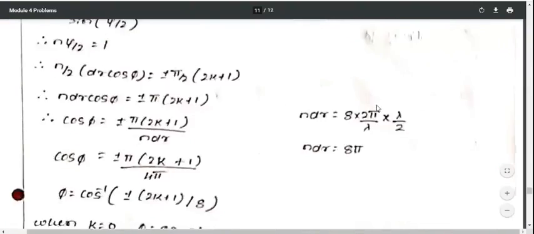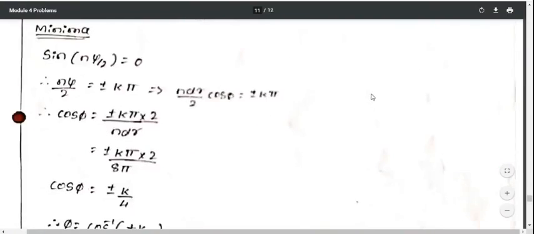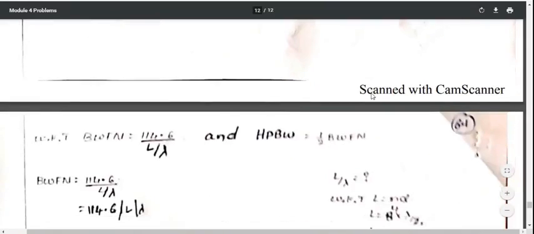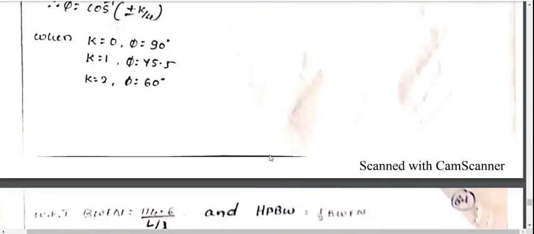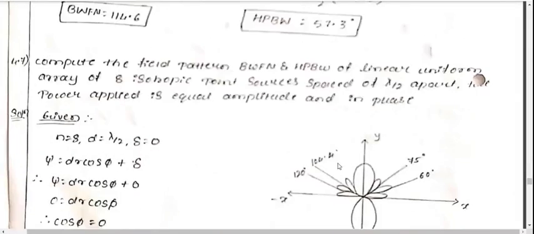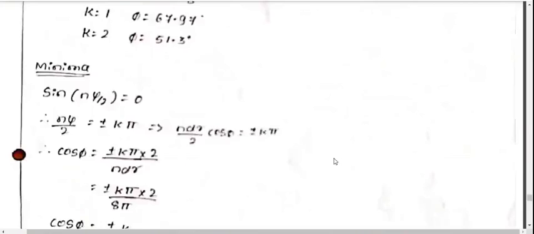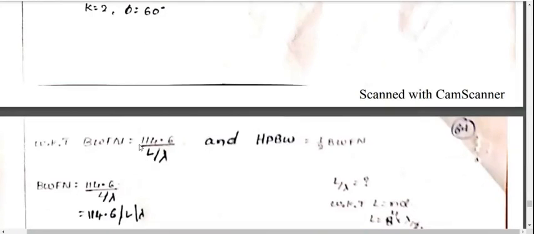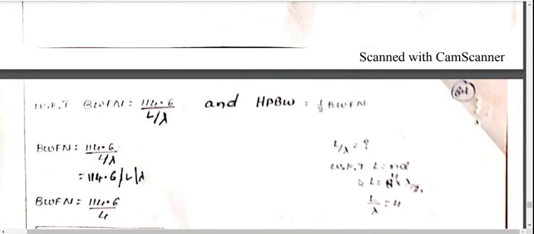Okay, so let us move on to the next parameter here, beamwidth between first nulls. Remember, this is not the end fire case, this is the broadside case. In the broadside case, the equation changes here. So what is the equation to find out the beamwidth between first nulls? Beamwidth between first nulls is again 114.6 divided by L by lambda here. In the previous case, it was root of 2 divided by L by lambda. Now in this case, just L divided by lambda here. So we need to find the value of L divided by lambda.